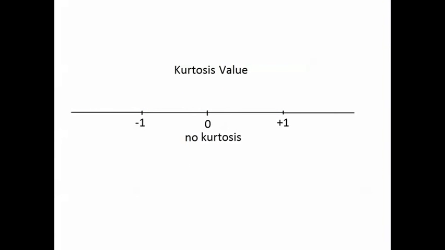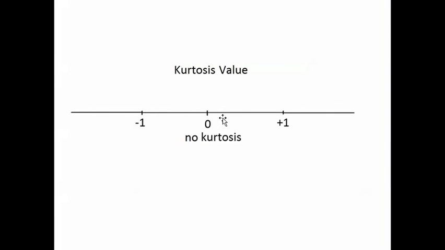You can also calculate a kurtosis value. Just like the skewness value, a kurtosis value that's negative shows that the data has a negative kurtosis, which means that it's more flattened out. A kurtosis value that's positive out here means that the data has a tall and narrow peak, and it has a positive kurtosis. So if your kurtosis value is negative, you have a negative kurtosis. If your kurtosis value is positive, you have a positive kurtosis.